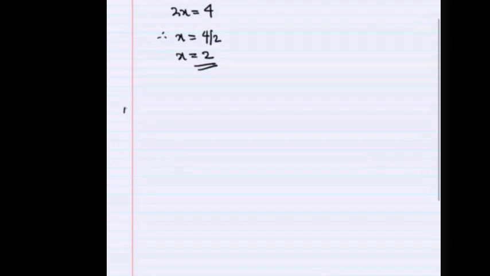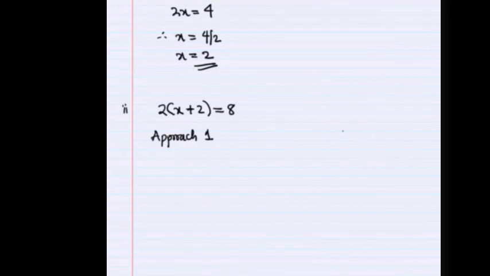Now for equation 2, let me write it here. Equation 2, we have 2(x plus 2) equal to 8. Here we have 2 approaches which people usually use for this kind of question. Let me say approach 1 and approach 2. The first approach is definitely not the correct approach. I will use the first approach, which is not correct, then we'll use approach 2, which is the correct approach.